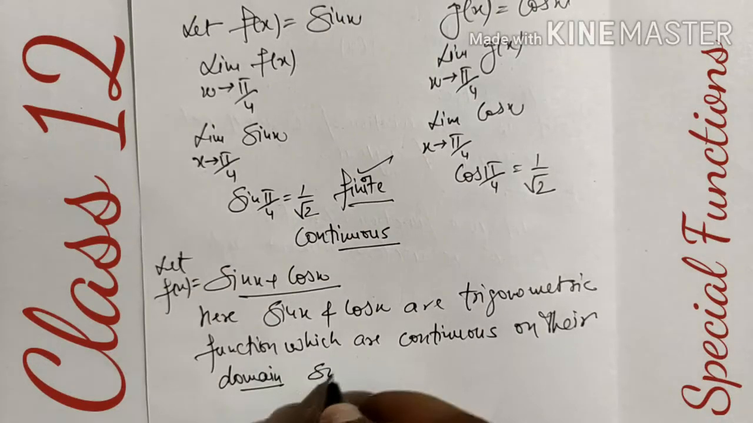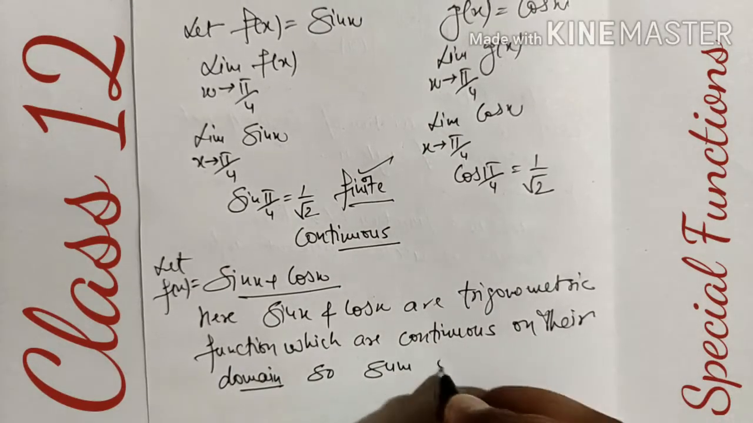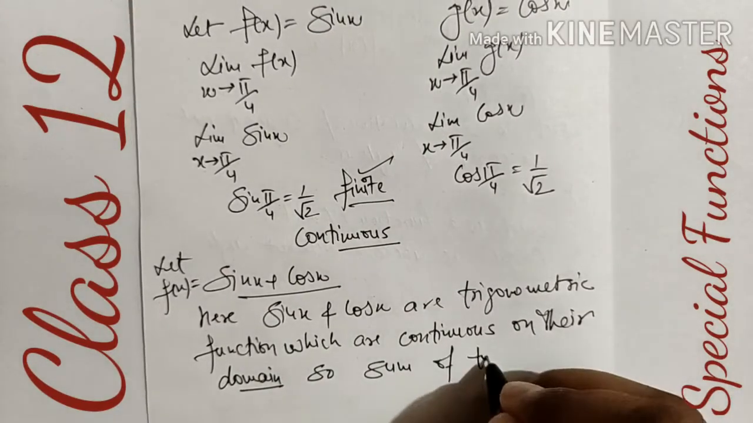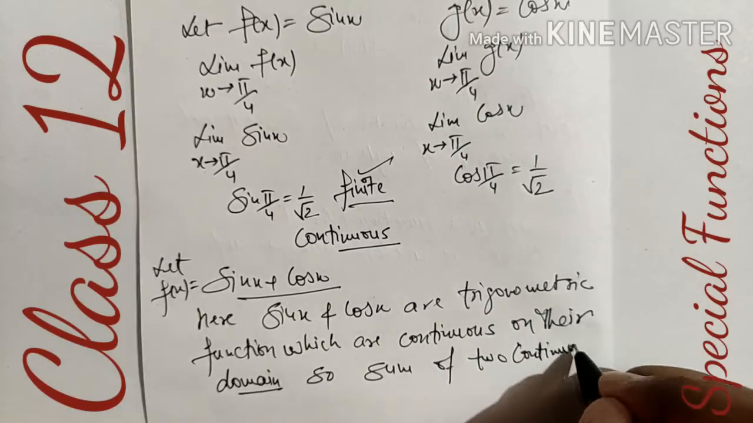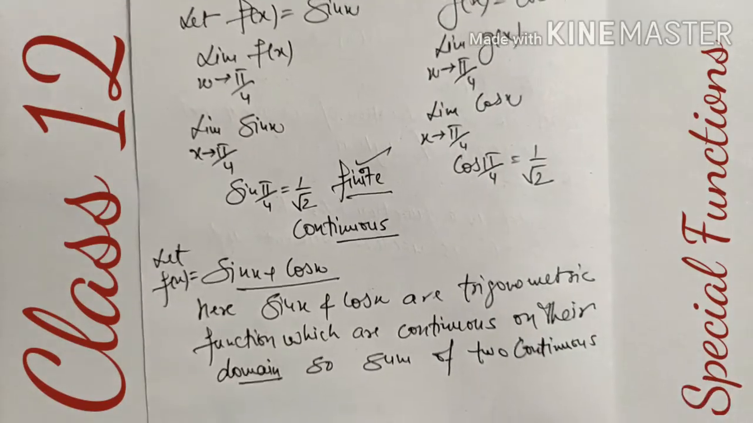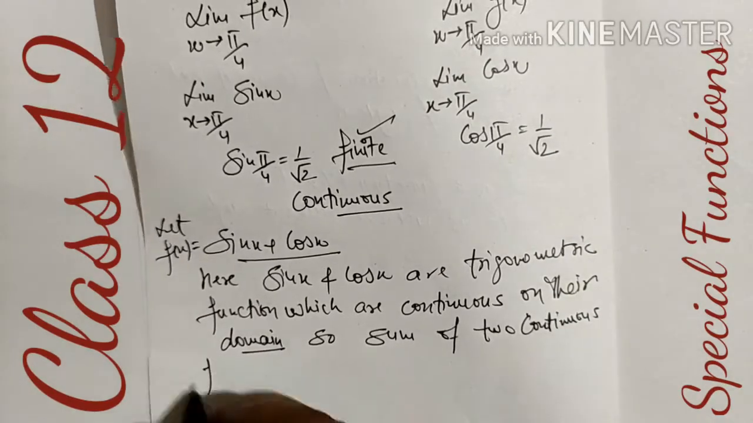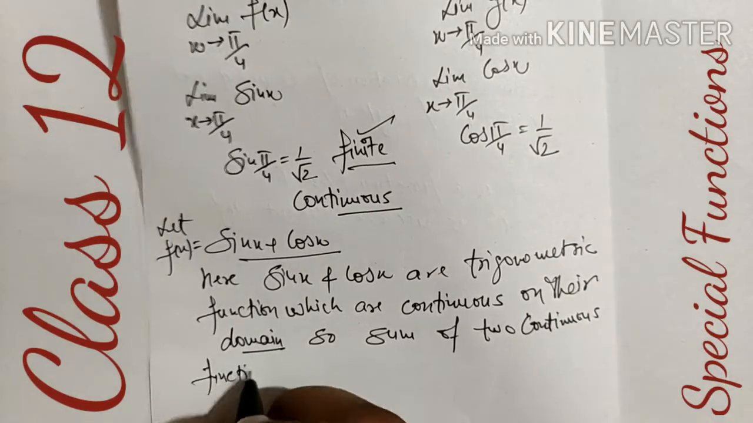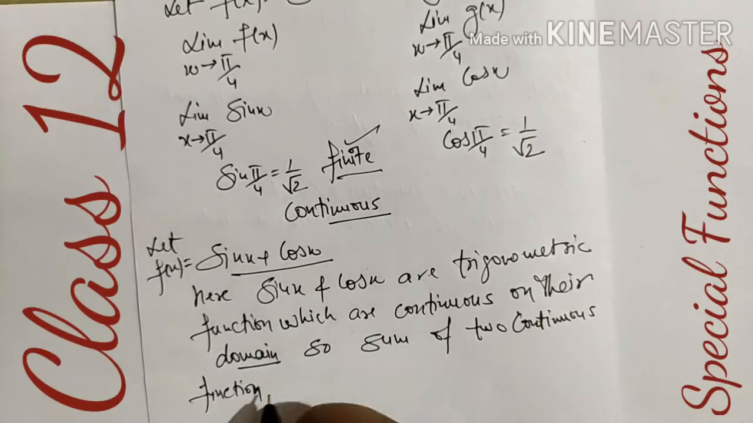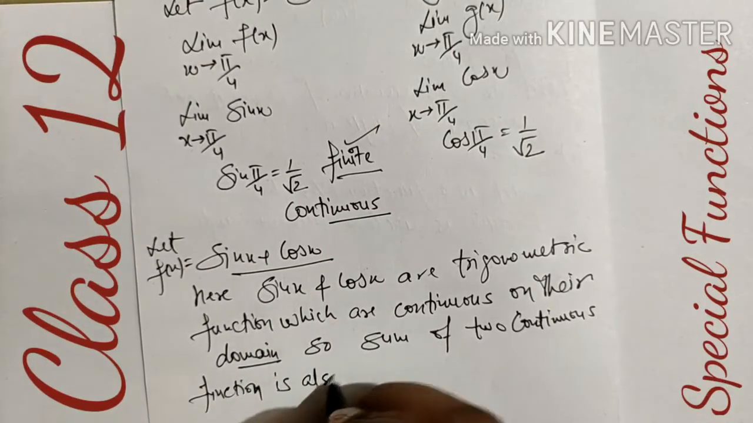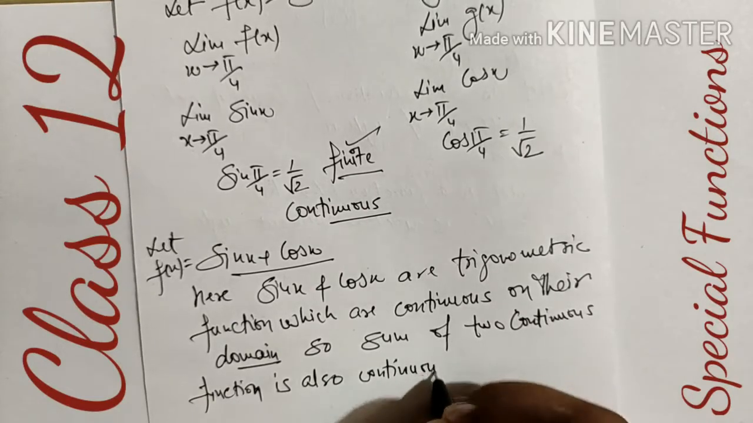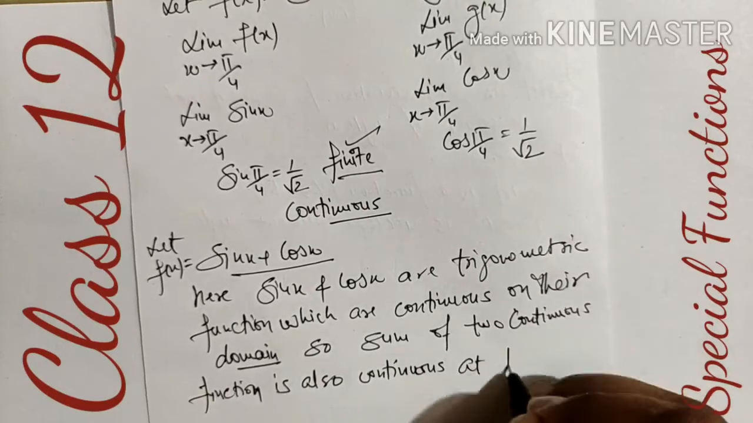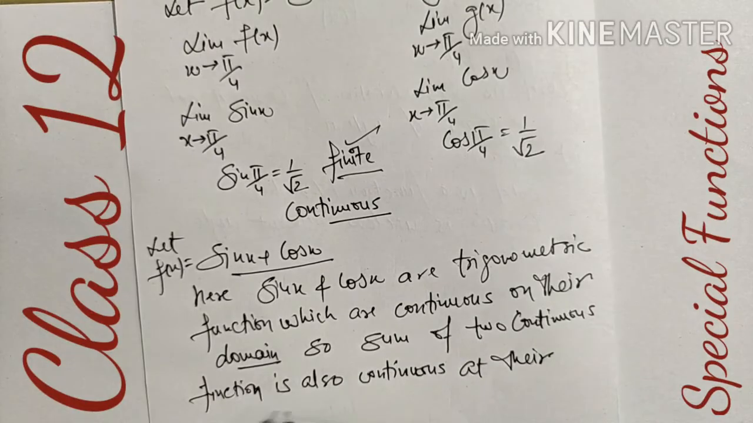So the sum of two continuous functions is also continuous at their common domain.